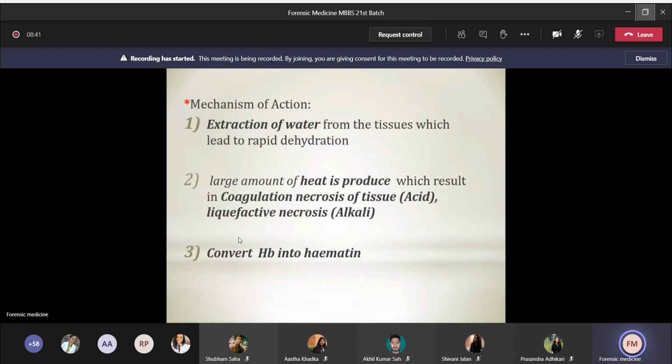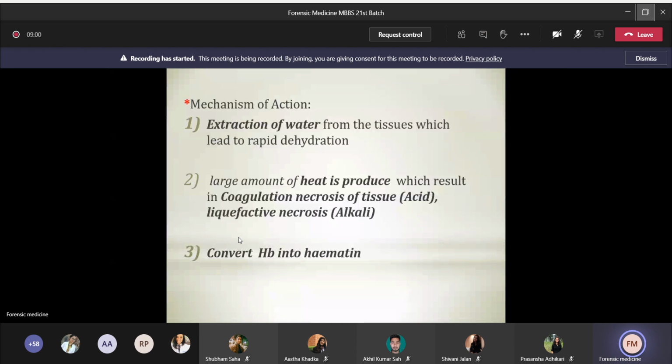Next one is very important, mechanism of action of corrosive poison. So when corrosive poisons come in contact with the tissue, it will cause extraction of the water, and that will lead to the rapid dehydration of the tissue. So that is the first mechanism, okay? Extraction of water from the tissue.